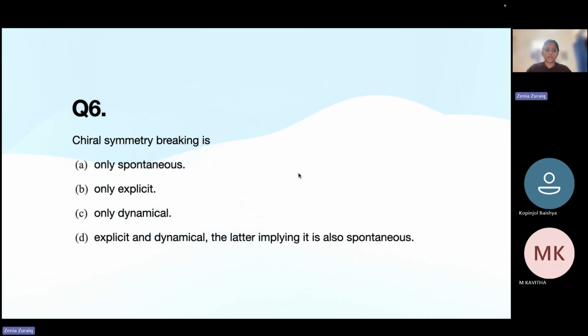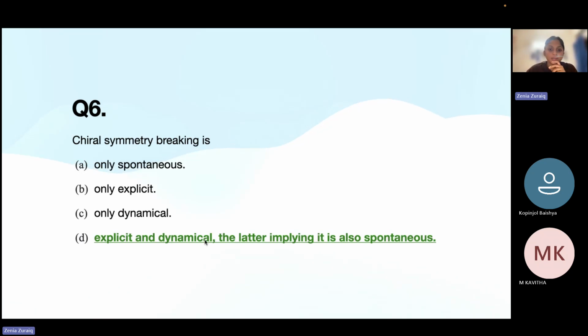Okay. So the answer is explicit and dynamical, the latter implying it's also spontaneous. Explicit in the sense that you have explicit terms in the Lagrangian about it. Dynamical because, if I just write the theory, I don't have to specifically say that you have to do chiral symmetry breaking, right? You saw that just because the minimum is in this ring, or it doesn't always have to be a ring, but because there's this degenerate vacuum solution, as a system cools down, or it chooses a minimum energy configuration, it's going to definitely break the symmetry.